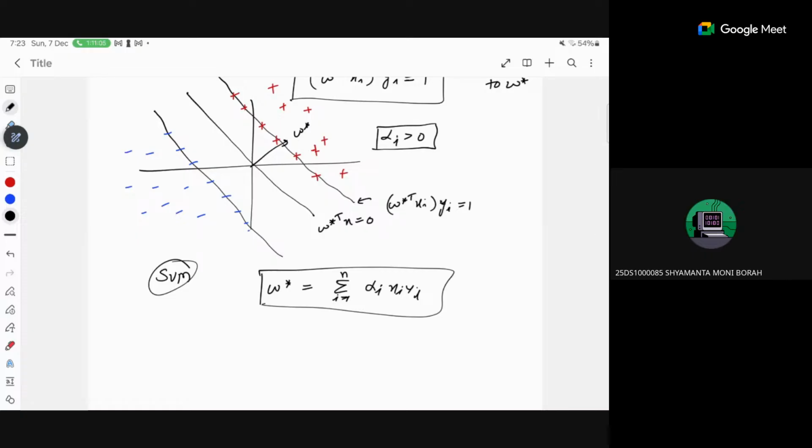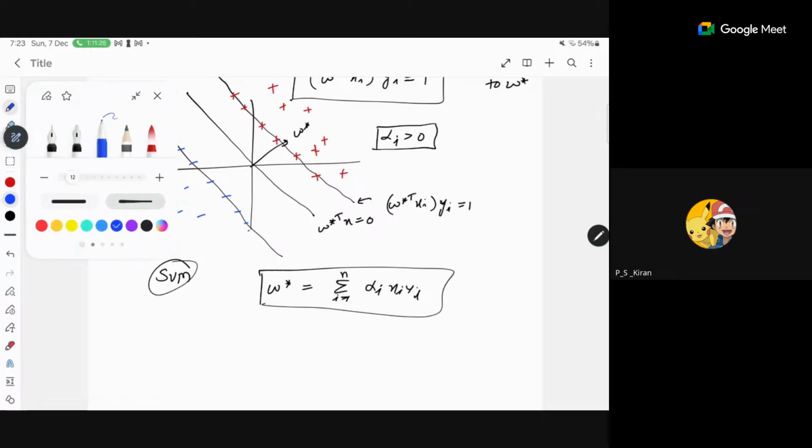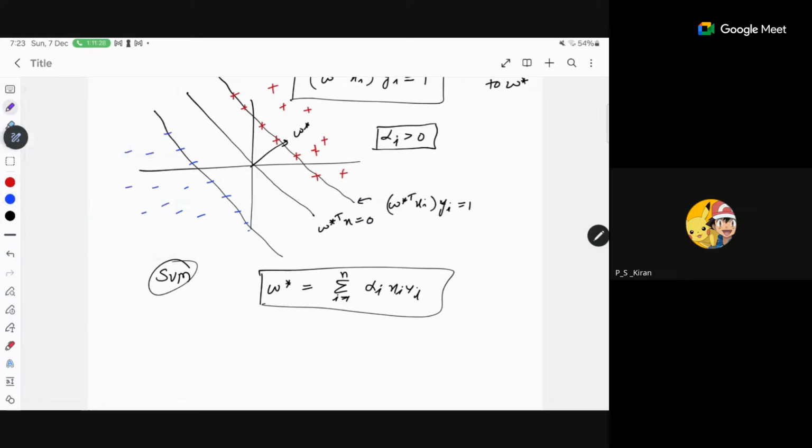The one who lies on the border. So we don't want all data points. We just wanted the points which are on the supporting hyperplane. But not all the data points on the supporting hyperplane will be support vectors. So those data points which are on the supporting hyperplane, we only consider them.